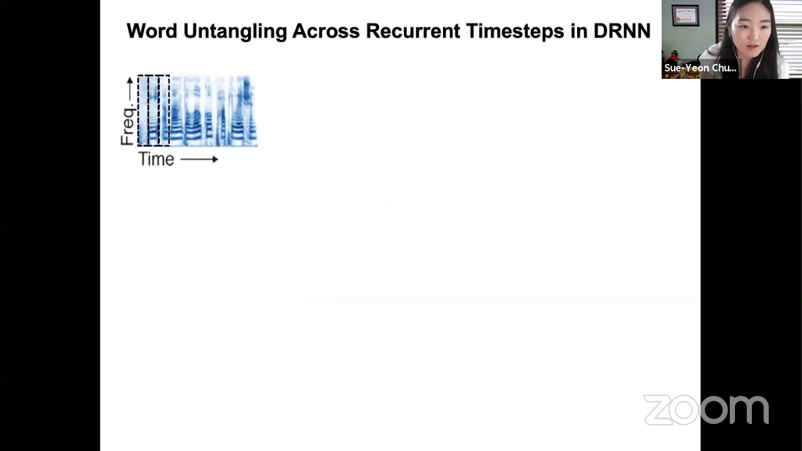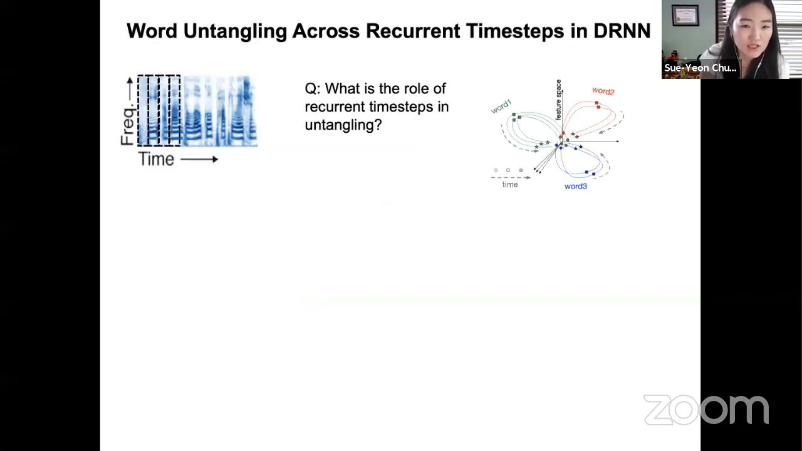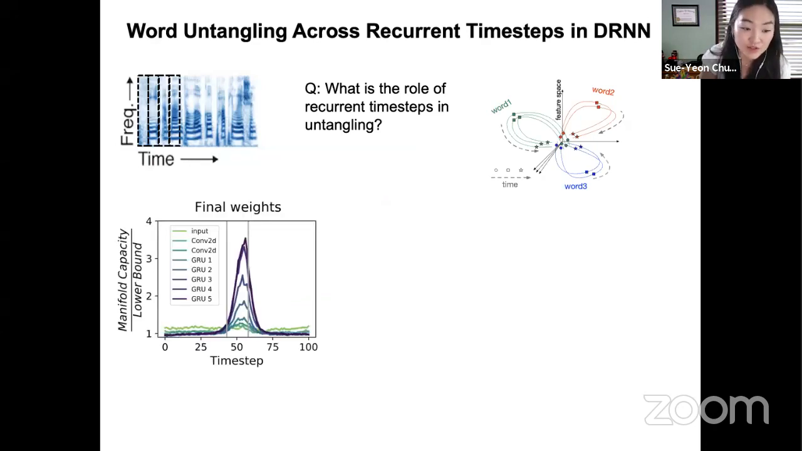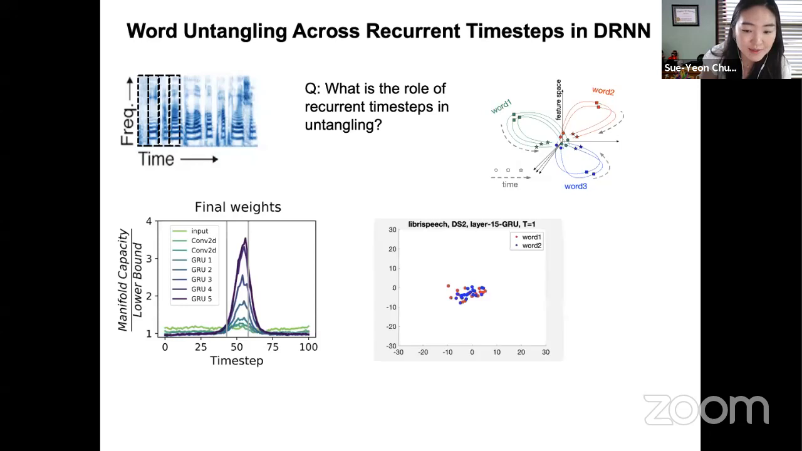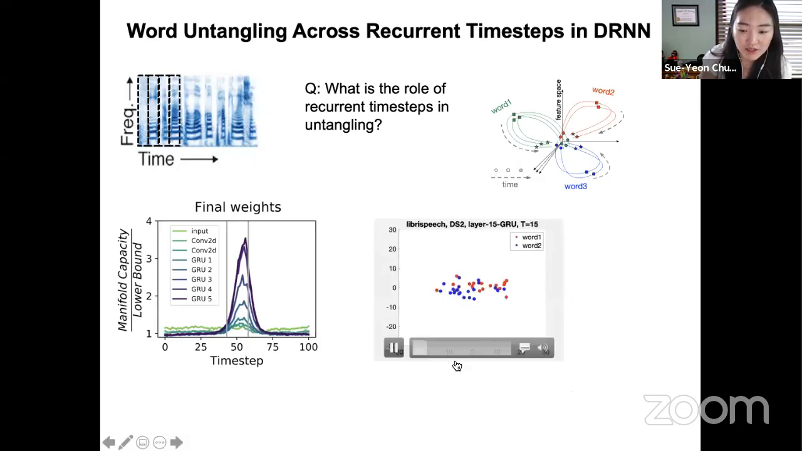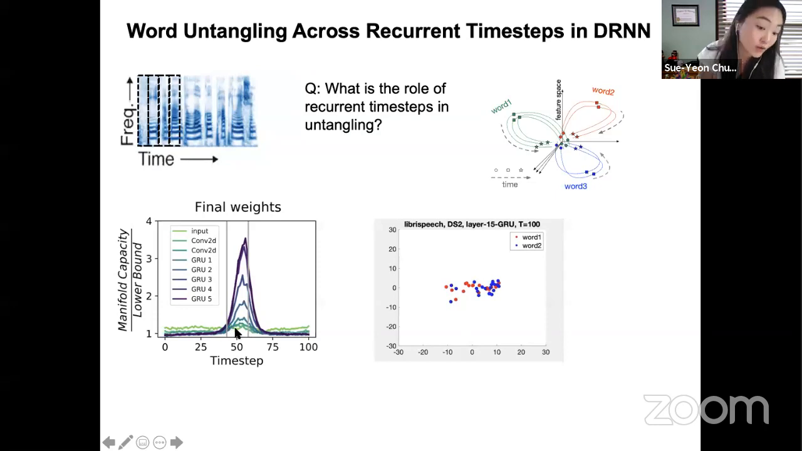And you can see the role of recurrence by analyzing the emergence of manifold capacity across time steps, which you can see by doing a dimensionality reduction technique. These are the different words, and then you can see that they separate and come back over the course of the time. But this metric allows you to quantify how they emerge and also across different layers.